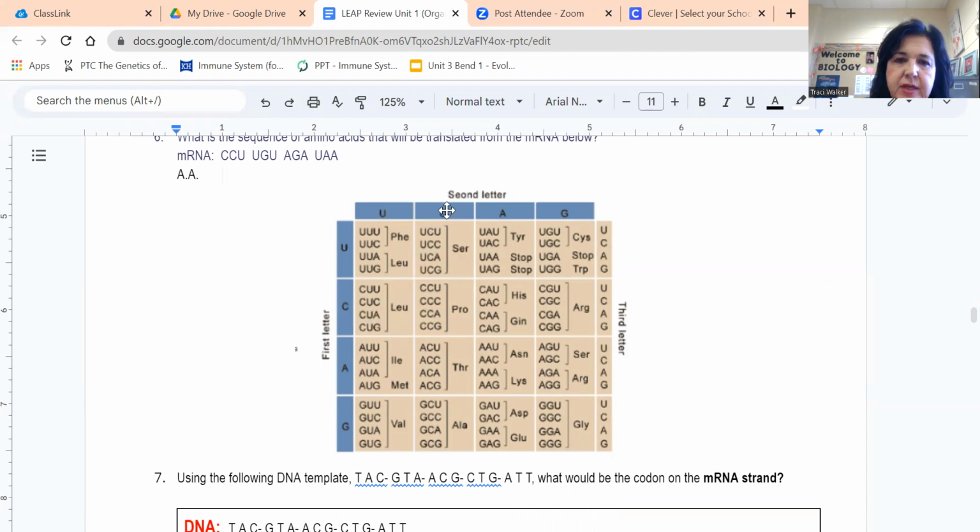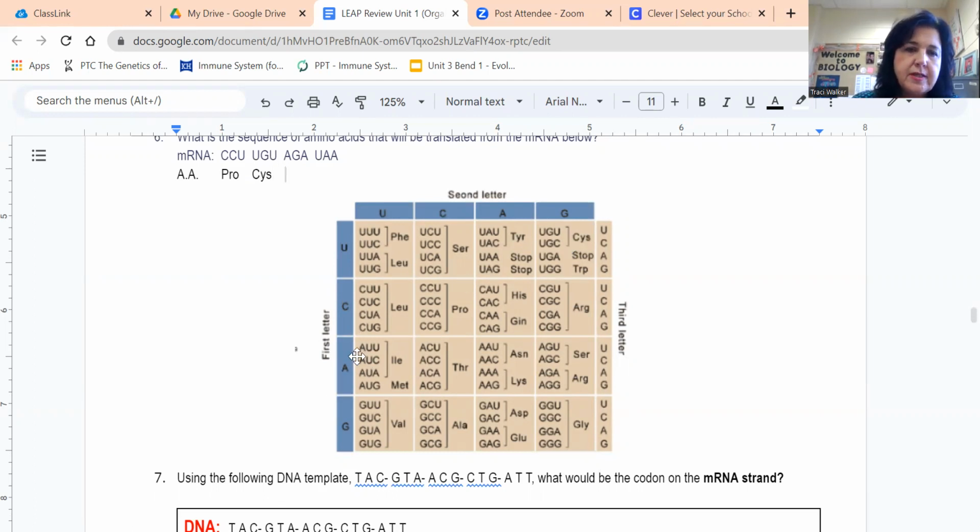So they intersect here in this box. So CCU is proline. So we're going to abbreviate just PRO. And then UGU, U is my first letter, G is my second letter, and then UGU is cysteine, CYS.